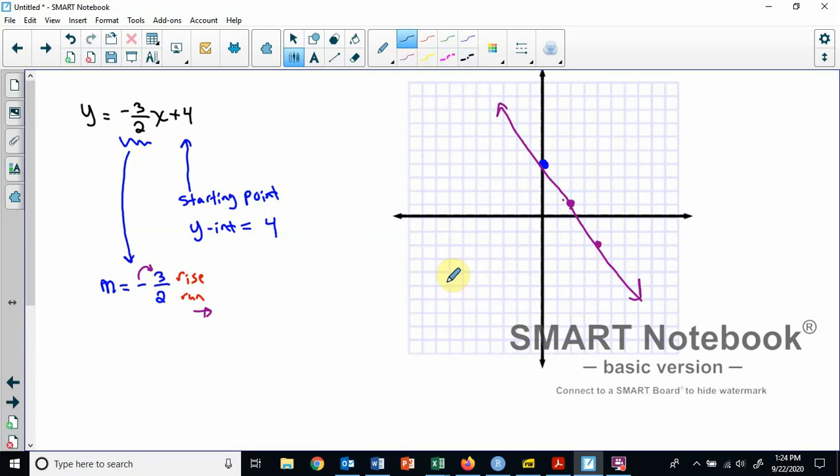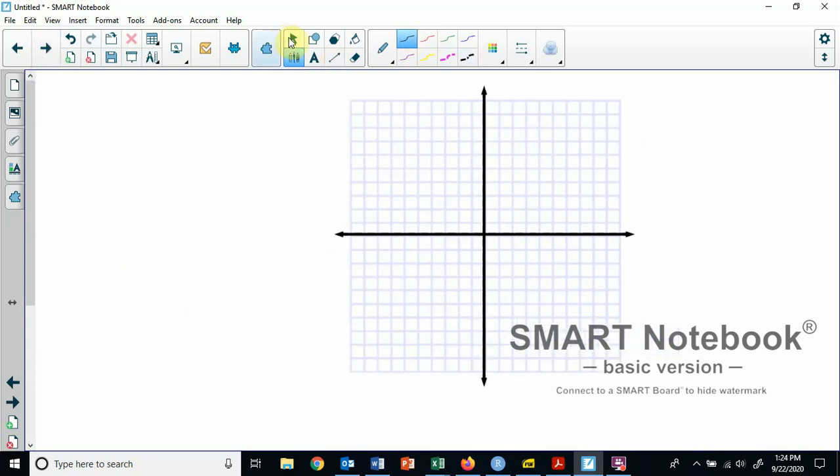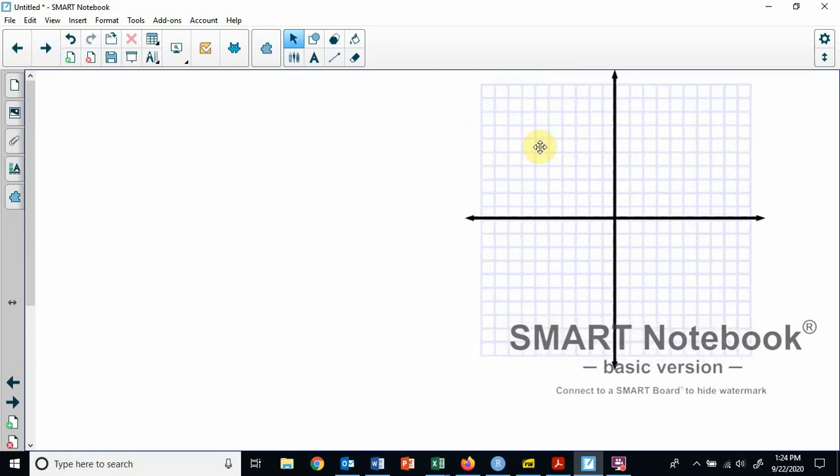So let's do another example. Let's see more things that we can see, okay? I'm not going to do a whole lot of examples of these, but let's look at one like this. -x plus 2y equals -8.